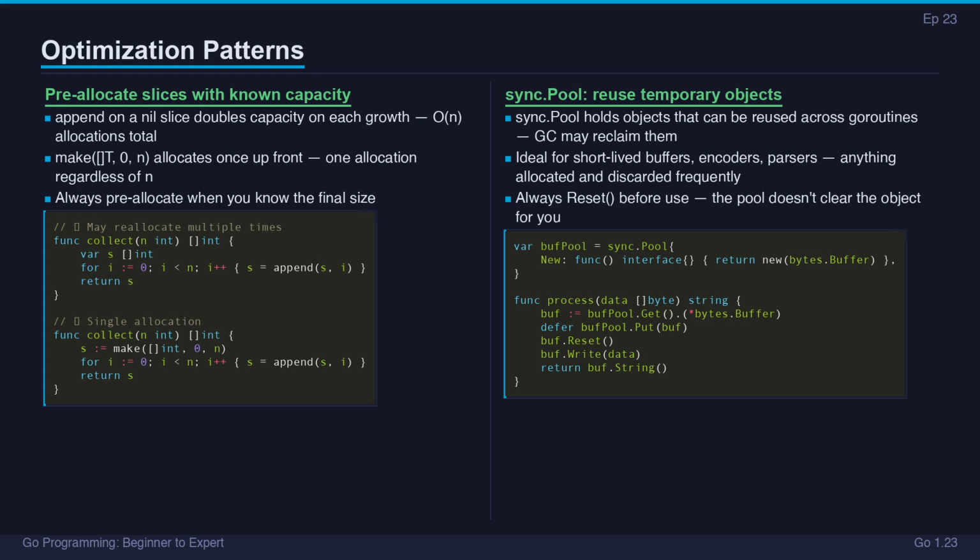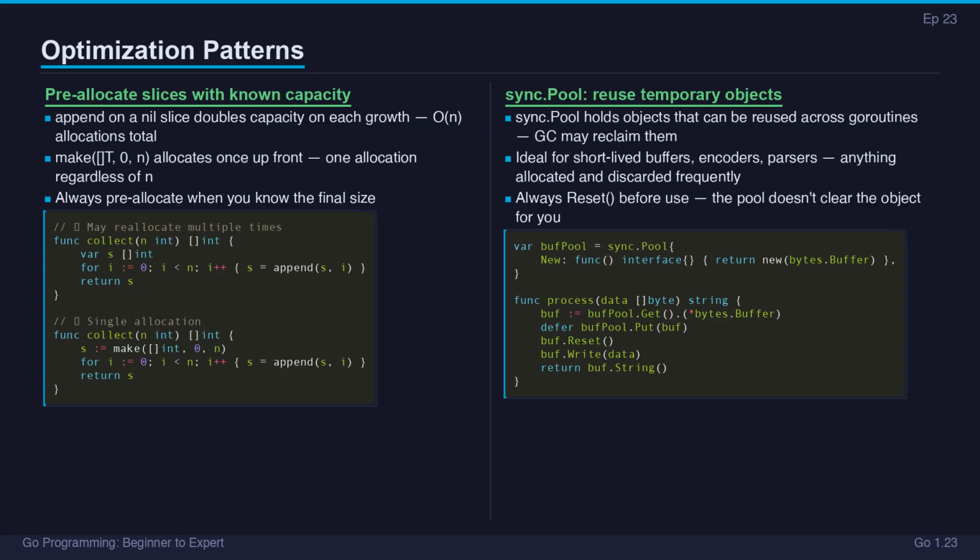Pre-allocate slices when you know the final size. var s []int starts with nil, the first append allocates a small buffer, the next append doubles it, and so on. For 1,000 elements, you get roughly 10 allocations. make([]int, 0, 1000) allocates once. The benchmark difference is proportional to the number of elements.